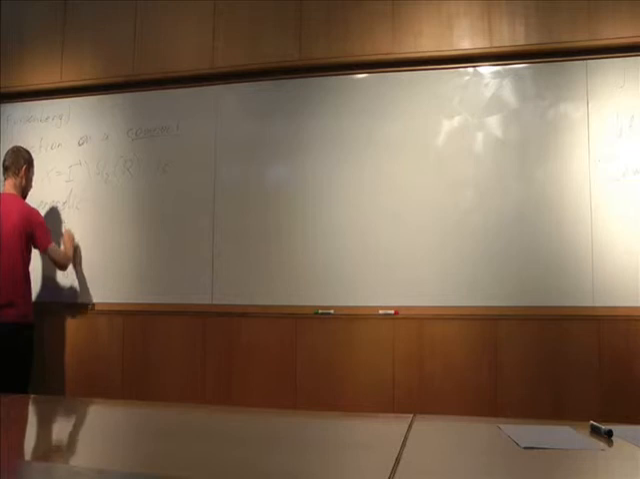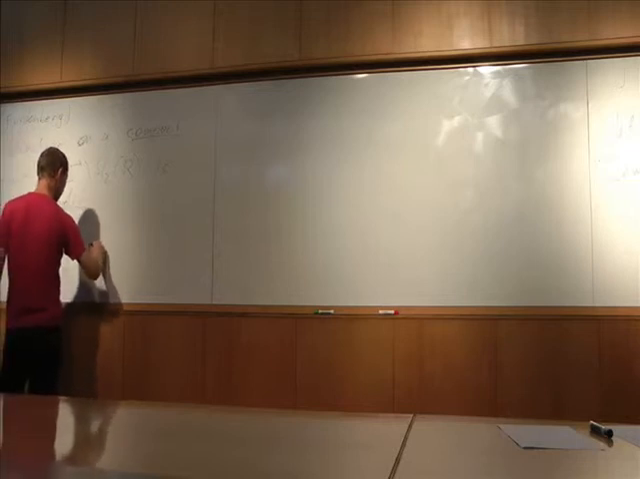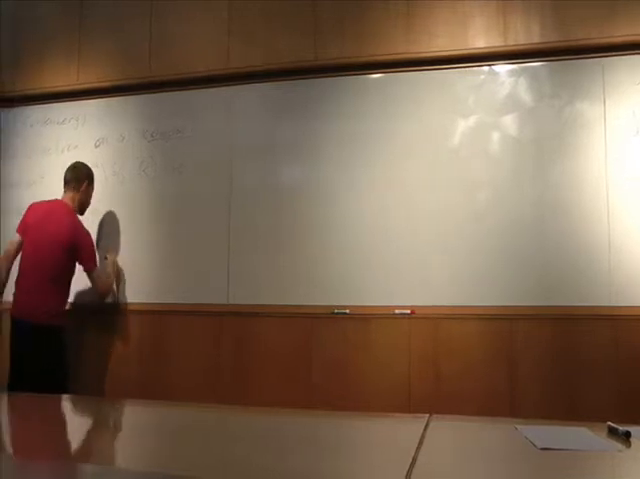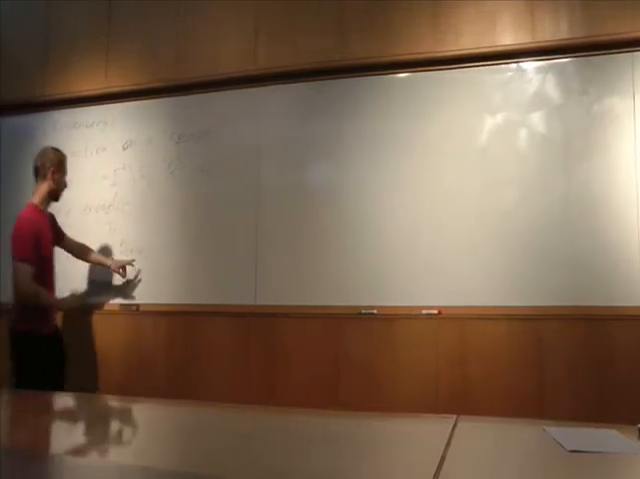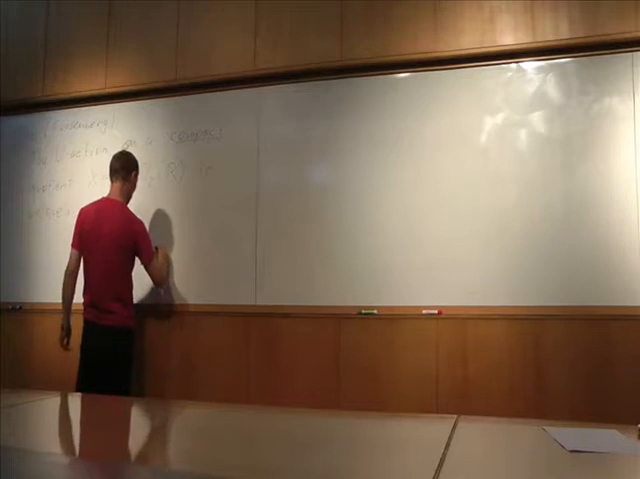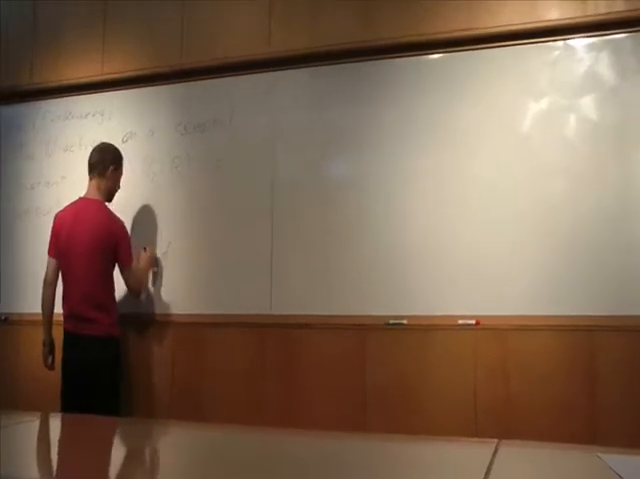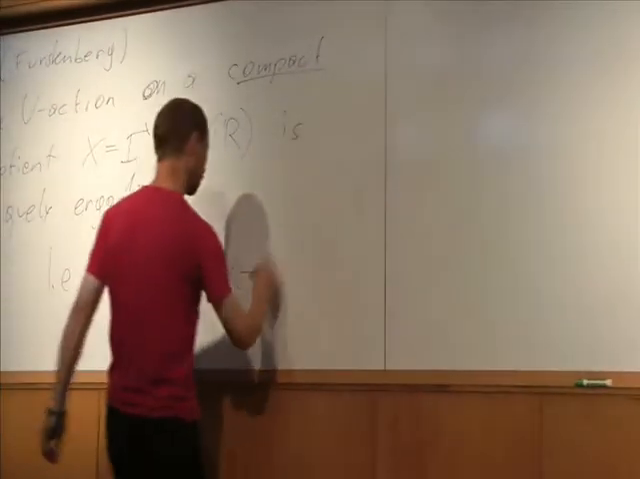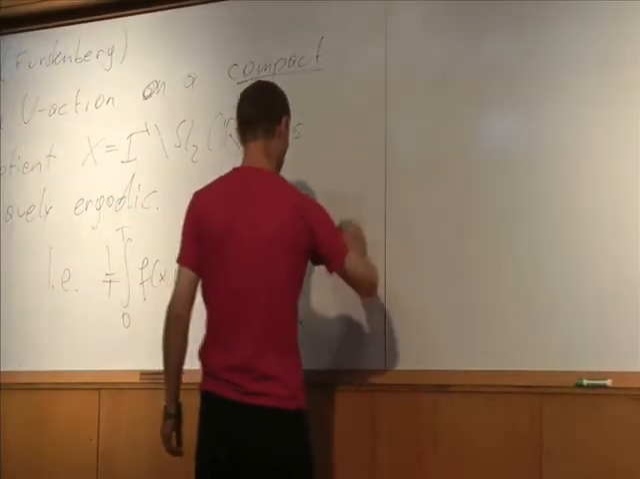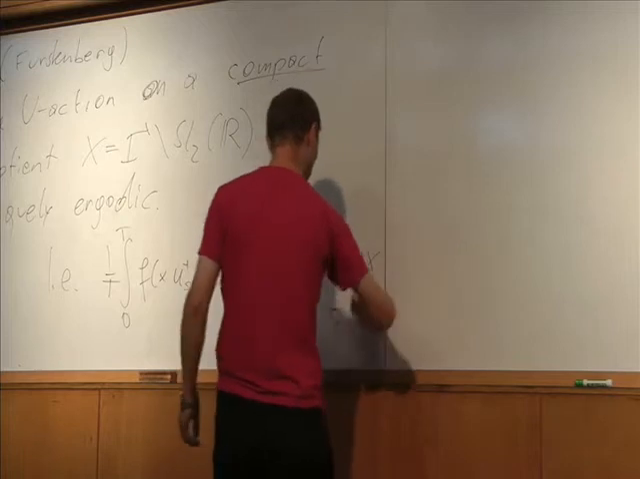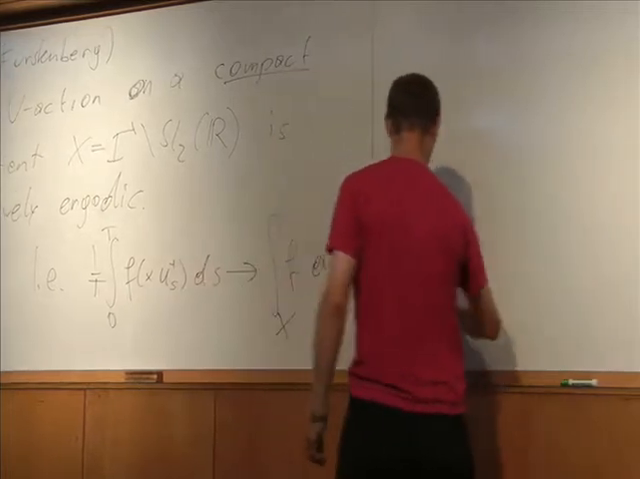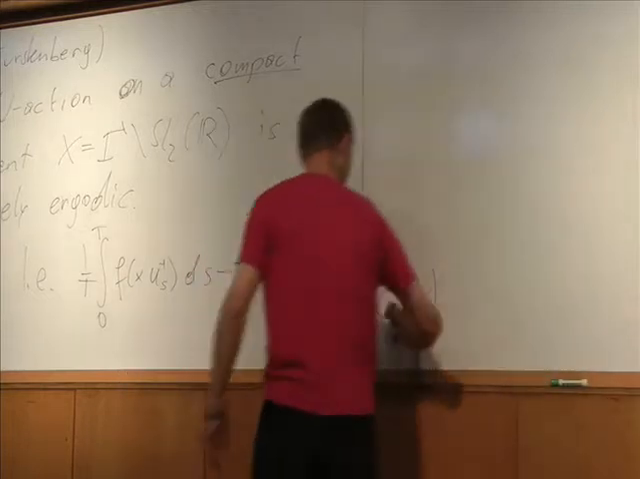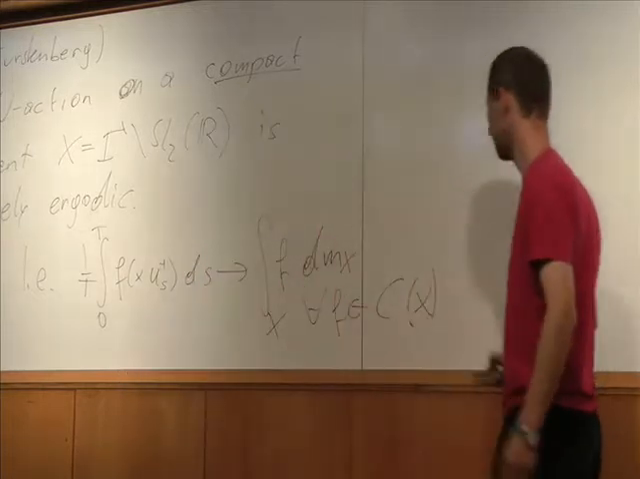The integral from 0 to t of f of x u_s (I write u_s for the unipotent flow; maybe I should put the -1 for consistency) ds, times 1 over t, converges to the integral of f over x, for all f in C_c(X). No, for all x in... there's no C. It's common, right?